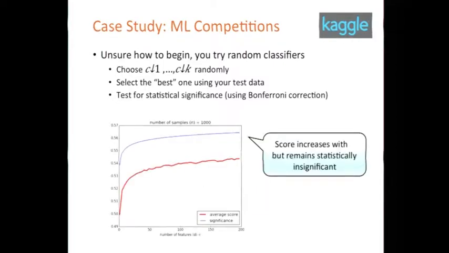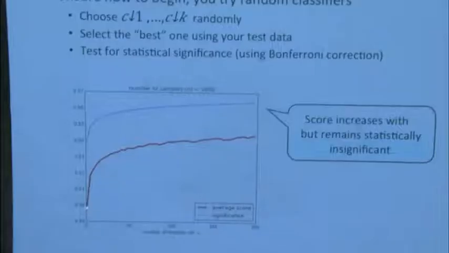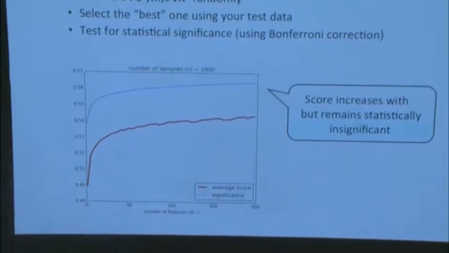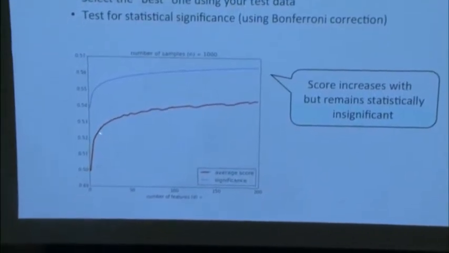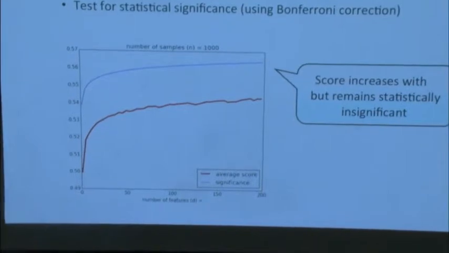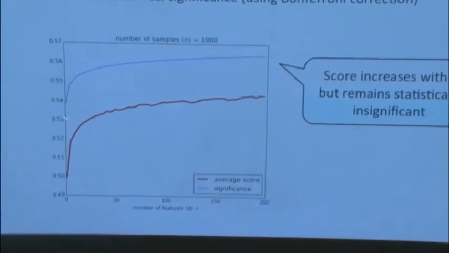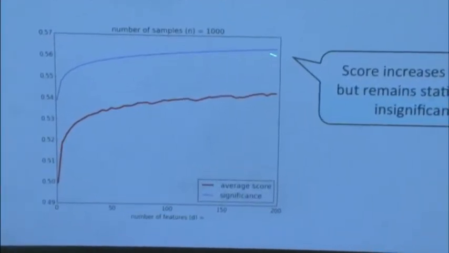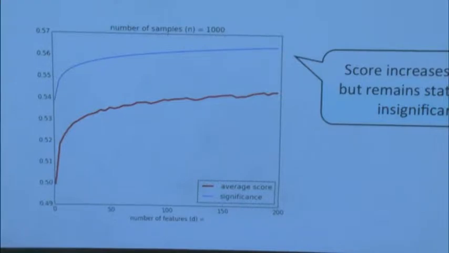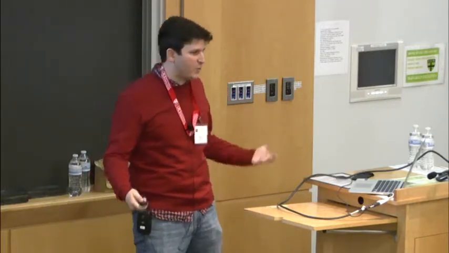And I can plot how well I do as a function of the number of classifiers I choose. So on this axis, I'm choosing a larger and larger value of k. And this is the score. And this is 50%. And you can see that as I take more classifiers, the best one starts to do better. But this blue line I've plotted is the threshold at which I would get statistical significance, and I'm below it. So I will correctly realize that all I did was try random classifiers. I haven't really done anything smart.